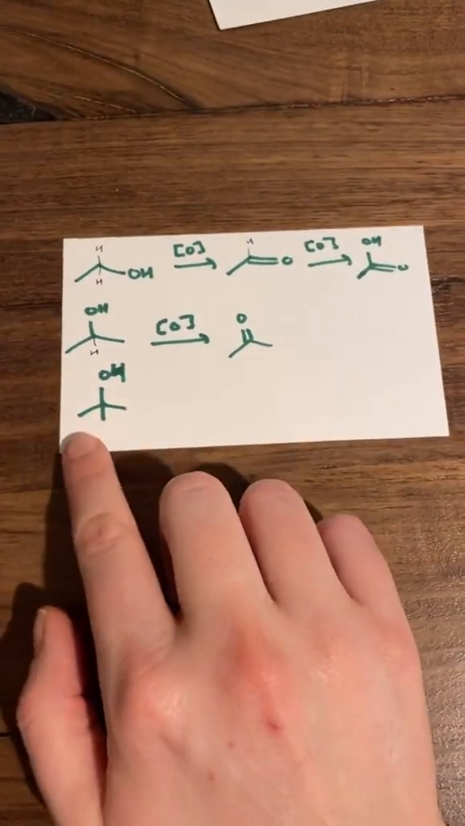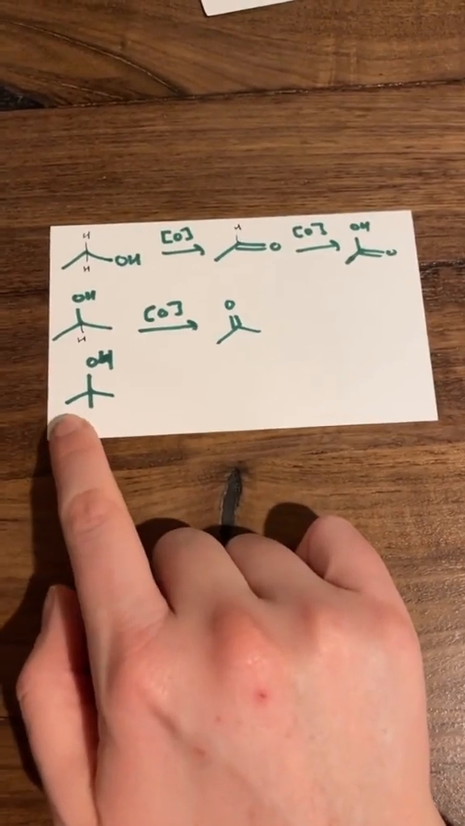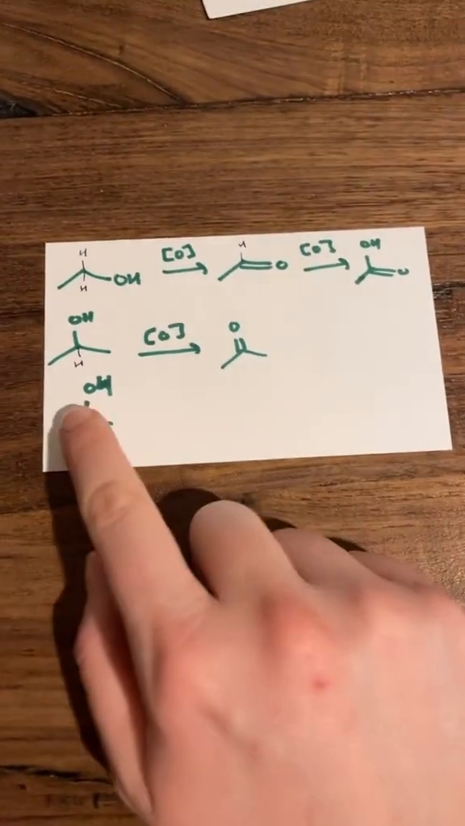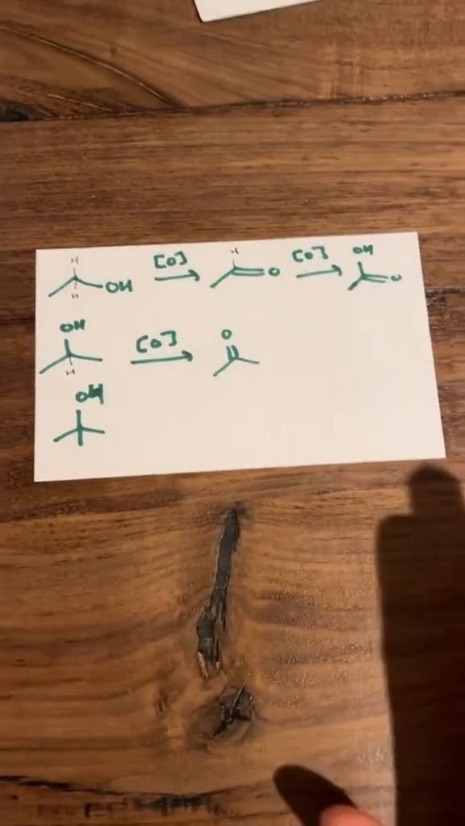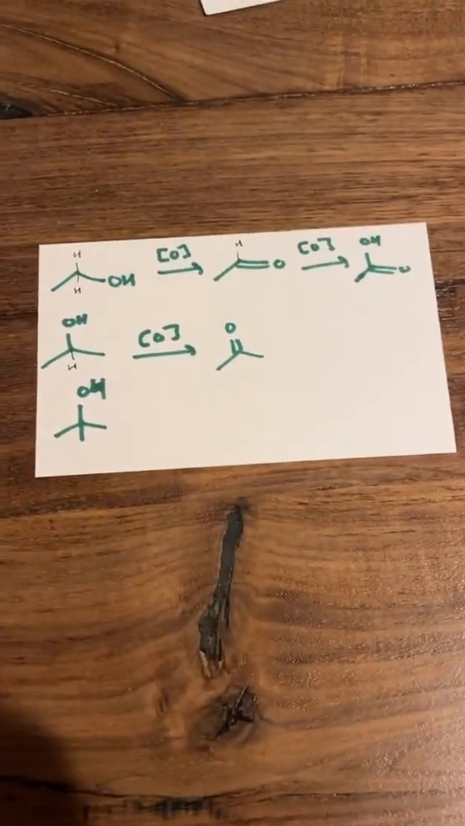And if you get down here to the tertiary alcohol, well, there's no hydrogens that are bonded to that middle carbon at all. It's tertiary. It already has 4 things bonded to it. So there's no way that can be oxidized.